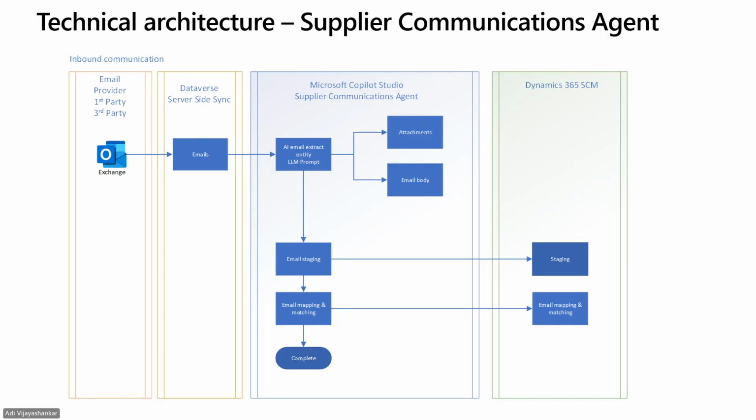What this means is that based on the extracted information, we want to figure out which purchase order we are talking about. Once we know which purchase order, we want to identify which changes for the purchase order we would like to stage for the user to eventually review and apply. Once the mapping and matching is performed, then the email is considered completely processed.